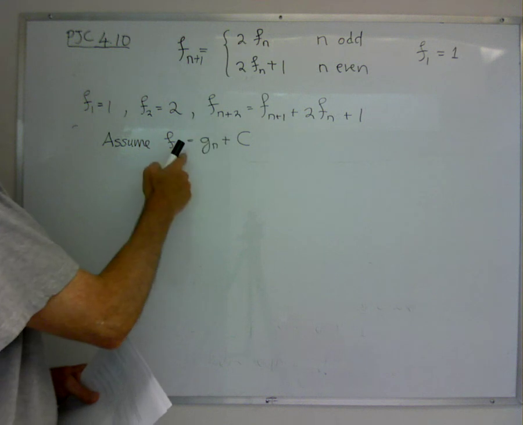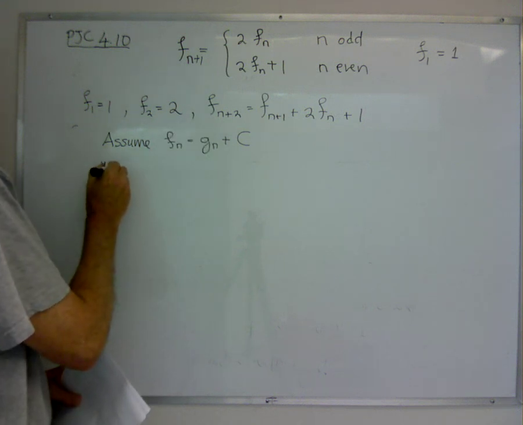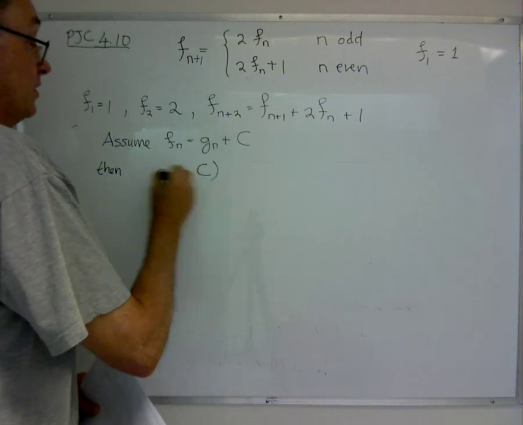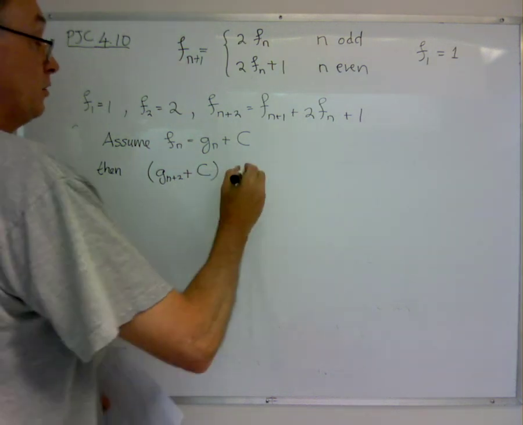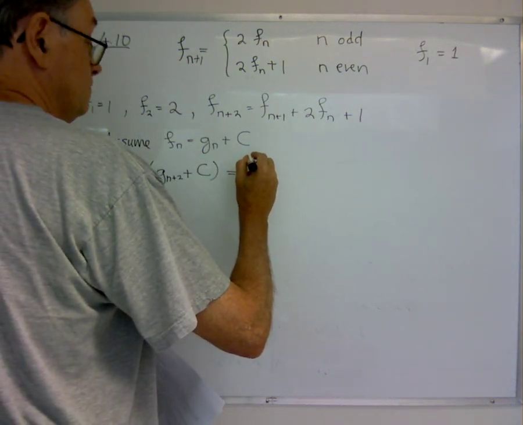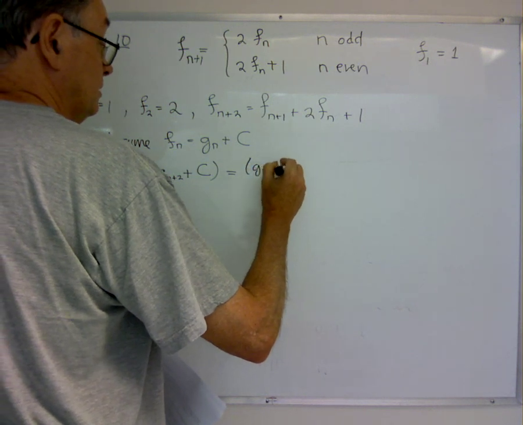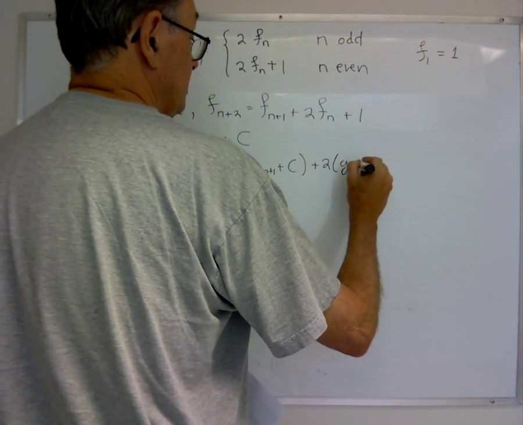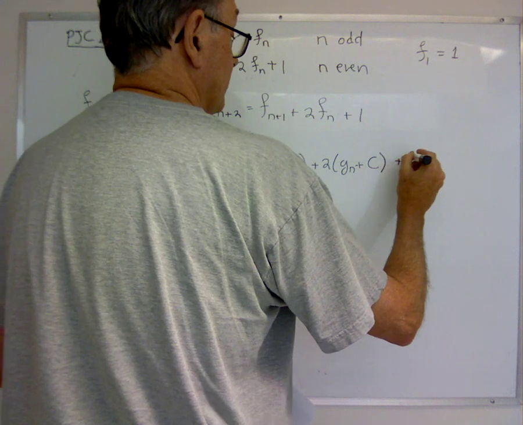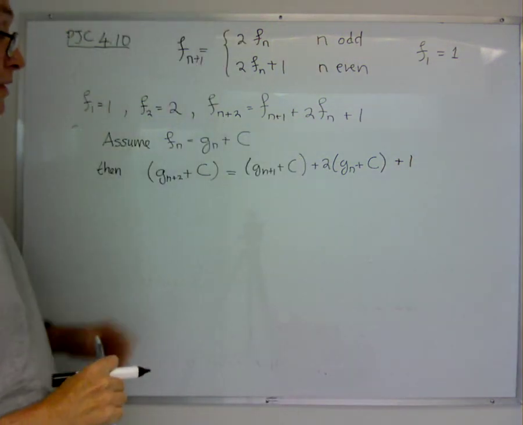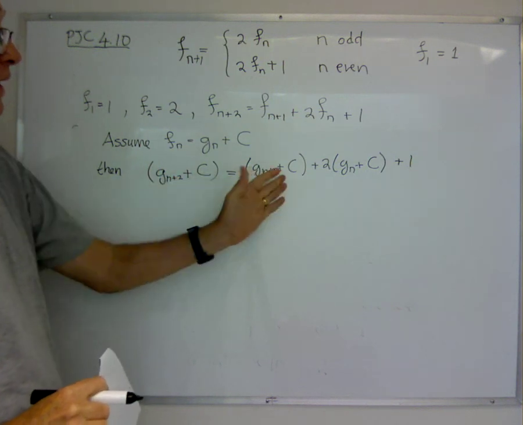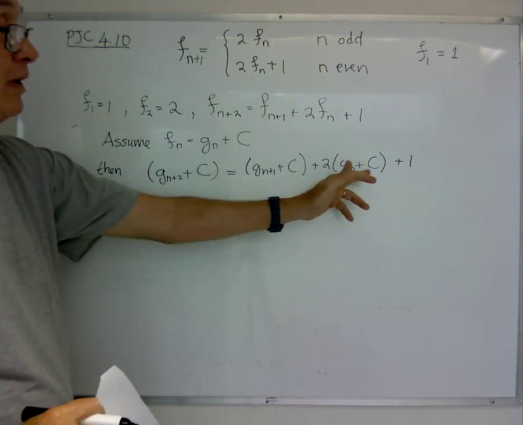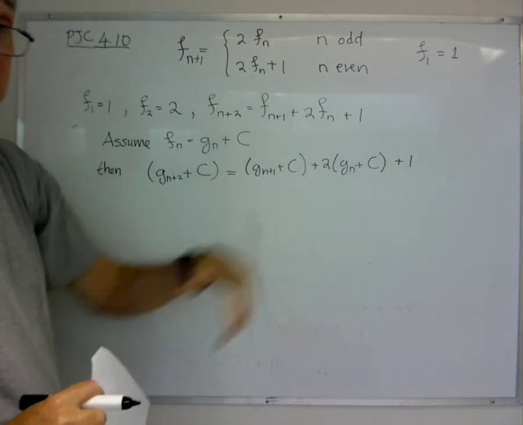So let us substitute this in here. Then you have g_{n+2} + c on the left-hand side is equal to g_{n+1} + c + 2 times (g_n + c) + 1. Okay? And so what we're going to do is cancel out these c's, they are just constants, and then try to choose a value for them so that the plus 1 disappears.